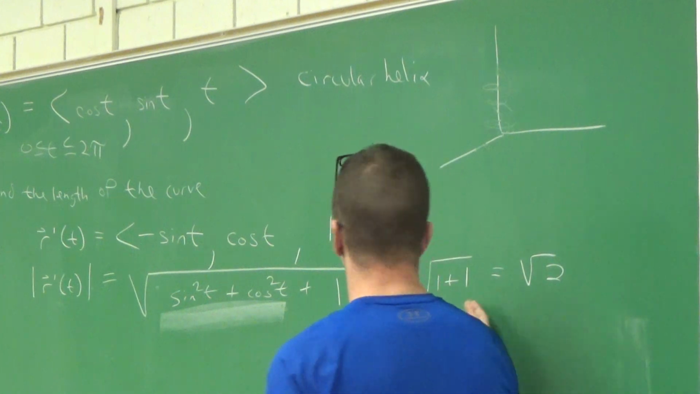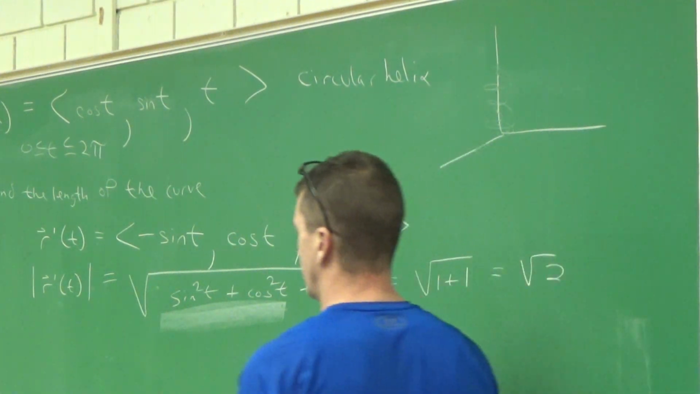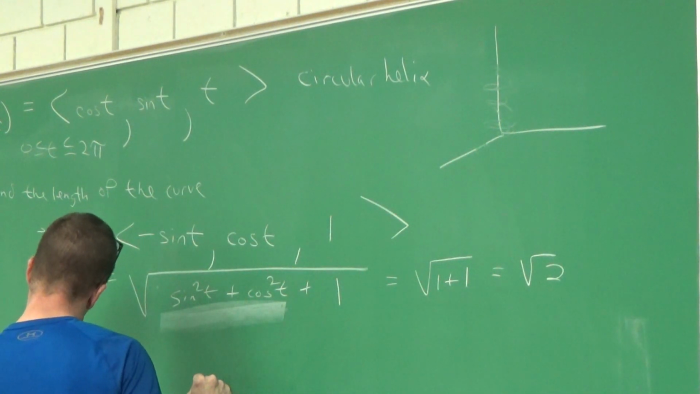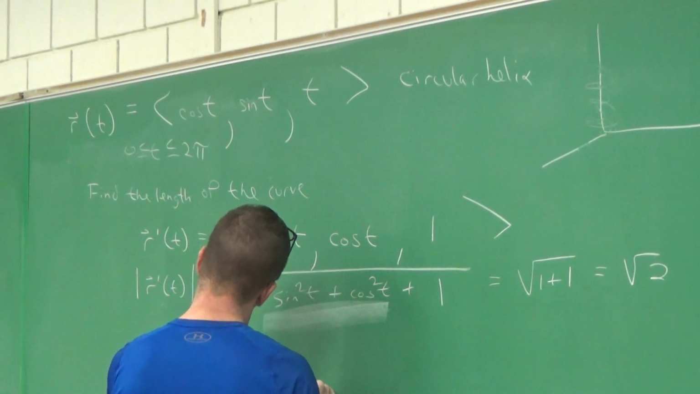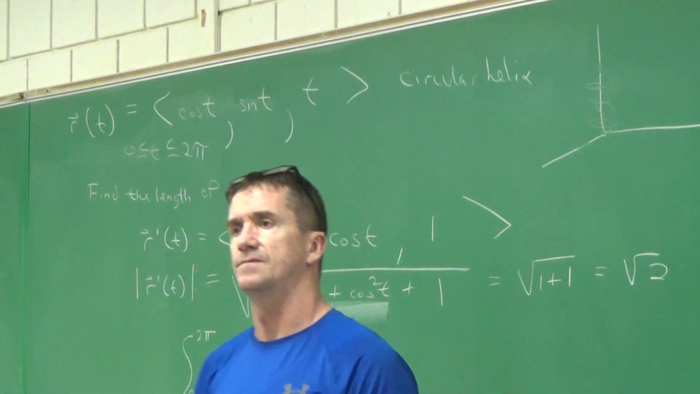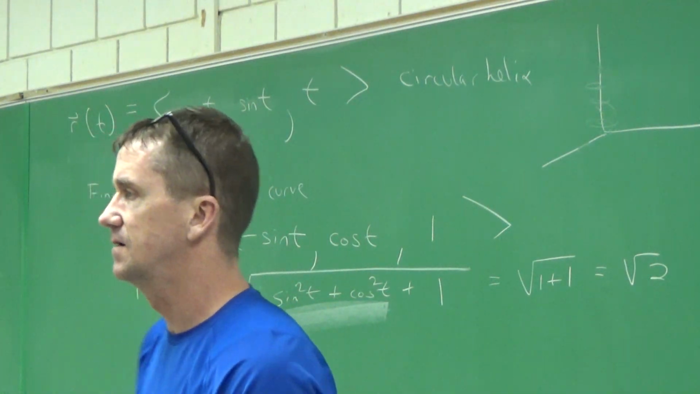Oh, so now this problem got really, really nice. I'm going to put this now in the integral, going from 0 to 2 pi, square root of 2 dt. This will be the length of the curve. Easy integral for us to solve there.